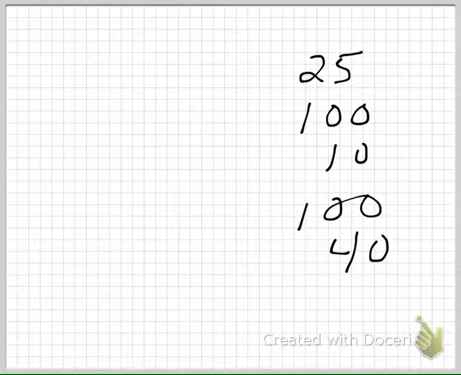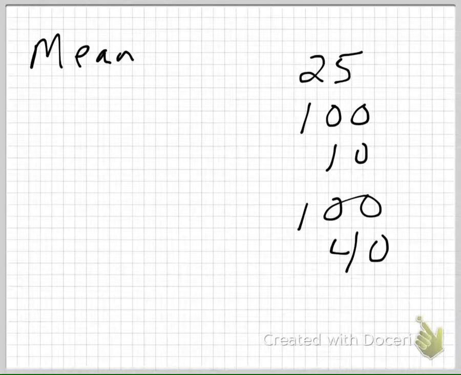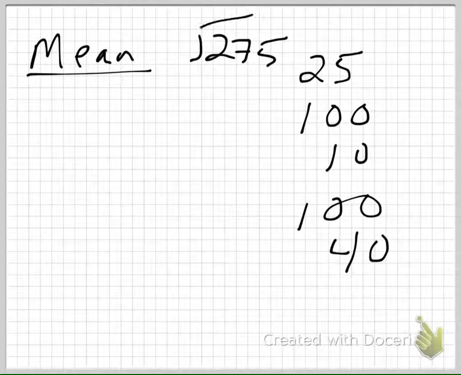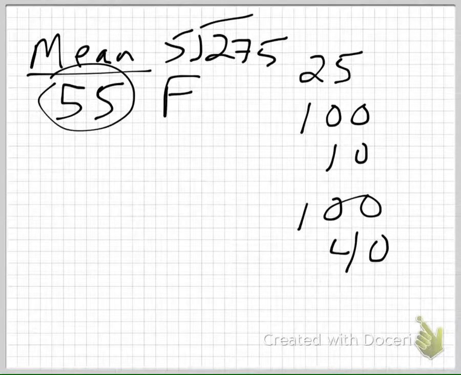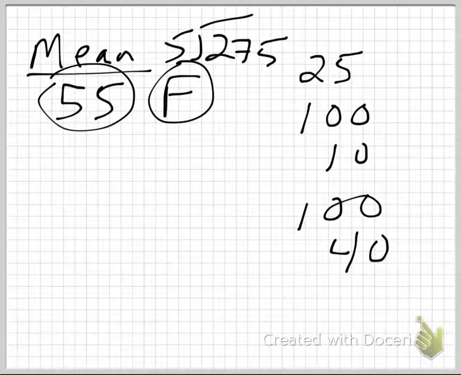So let's do this right here. The mean. How do I find the mean again? Add them all up. So let's do that. 25, so it's 275. So 275 divided by 5 comes out to 55%. So the mean of this data is a 55%. That's called a big fat F, right? That's your average. You would have an F average here.